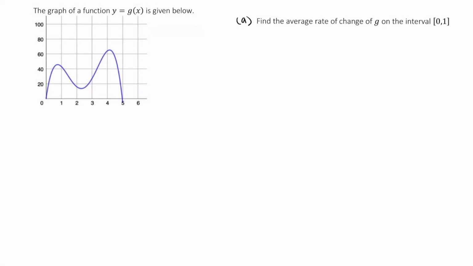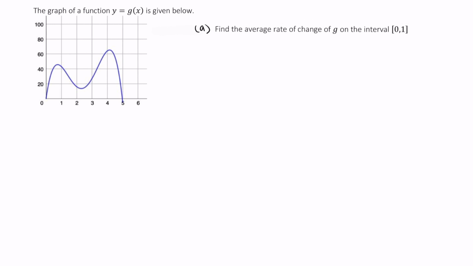Welcome. In this video, we're going to use this graph of the function g of x given here to explore various aspects of both average and instantaneous rate of change. So the first thing we want to do is find the average rate of change of the function g on this interval from x equals 0 to x equals 1. So that would be here.